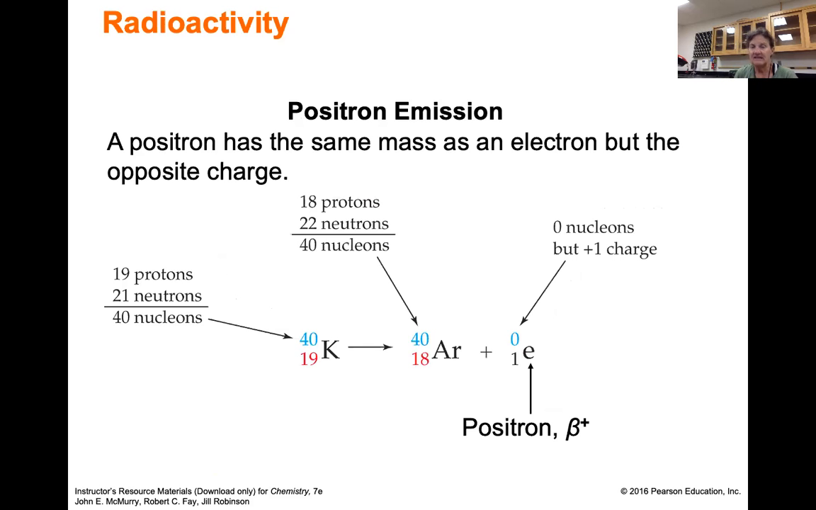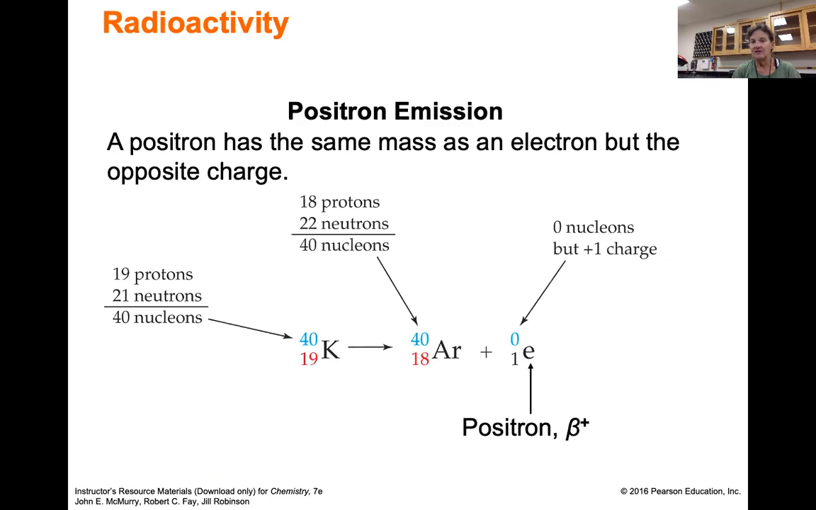A positron is an electron with the opposite charge. So if you see on the far right, the positron has 0 nucleons, but it's the same charge except opposite sign. So a beta particle would have a negative sign, a positron would have a positive charge. And so sometimes it's written as beta positive because beta represents an electron. And if you change it to beta positive, it has all the same properties of an electron, except it has a positive charge. I'm going to balance it exactly the same way.